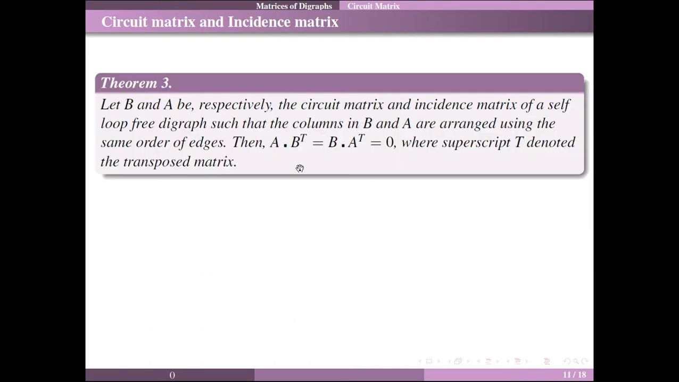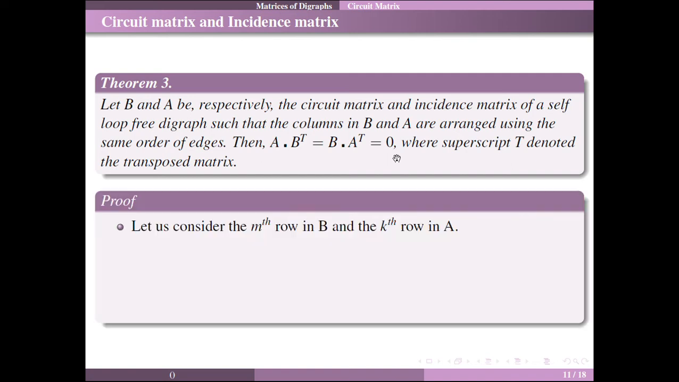Let us prove a theorem. Suppose that B and A are respectively the circuit matrix and incidence matrix of a self-loop free digraph such that columns in B and A are arranged using the same order of edges. Then we have to prove that A dot B transpose equals B dot A transpose equals 0. The proof is as follows.